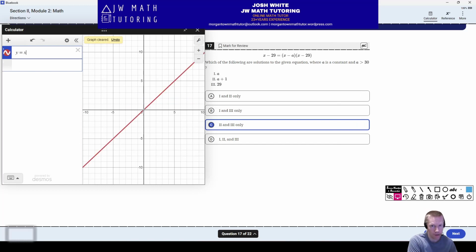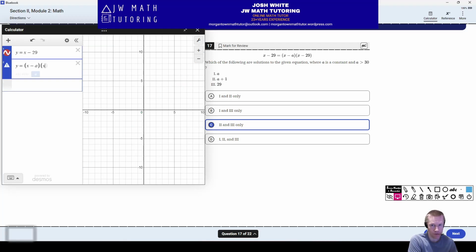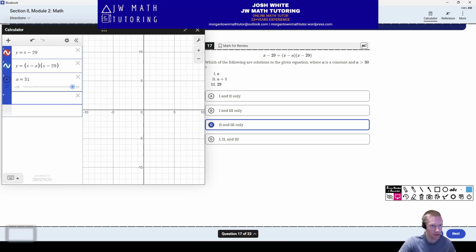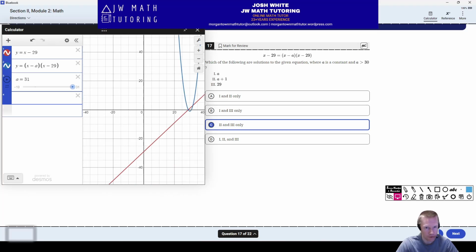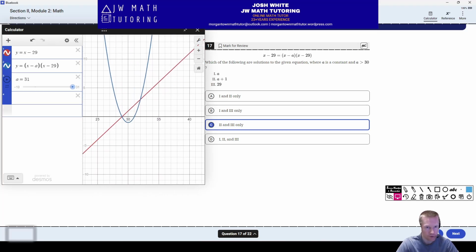So what I'm going to do is I'm going to graph y equals left side, y equals right side. And then I'm going to look for the intersection points, and I'm going to see which of these values I find on my graph. Now, make a slider for a, but notice a has to be greater than 30, so I'll just set it to 31. It doesn't have to be an integer, but I'll just set it to an integer. Okay, so now let's zoom out a little bit to see what's going on here. Okay, so where are my solutions? Okay, I have 32 and 29. So right off the bat, 32 and 29.